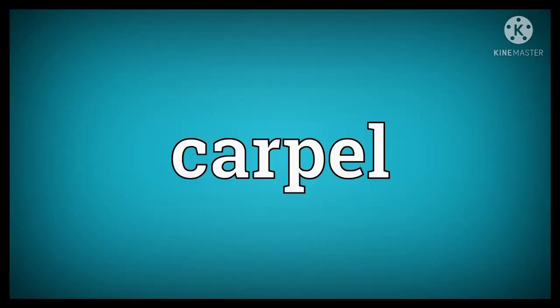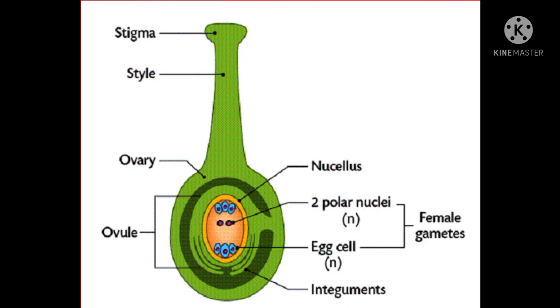male gametes. Now we see the female reproductive organ, the carpel. On the front of your screen is the female reproductive organ known as the carpel or pistil. The three main parts of the carpel are: the first part is the stigma, the second is the style, and the third is the ovary. Stigma, style, and ovary. The carpel or pistil has three main parts: stigma, style, and ovary.